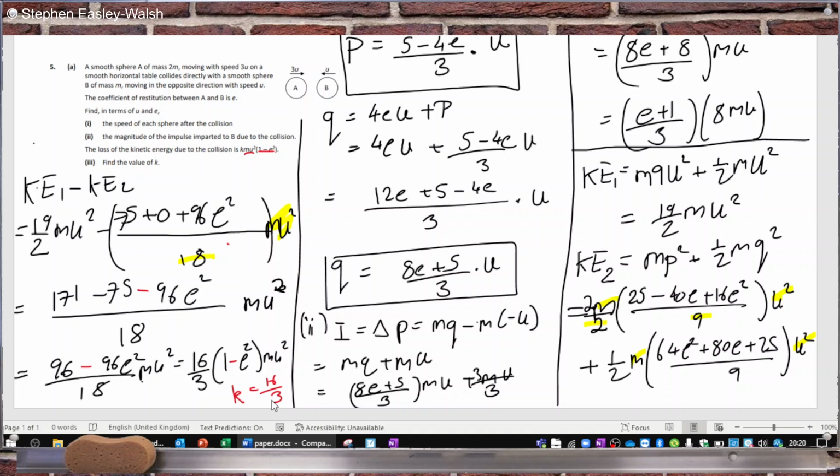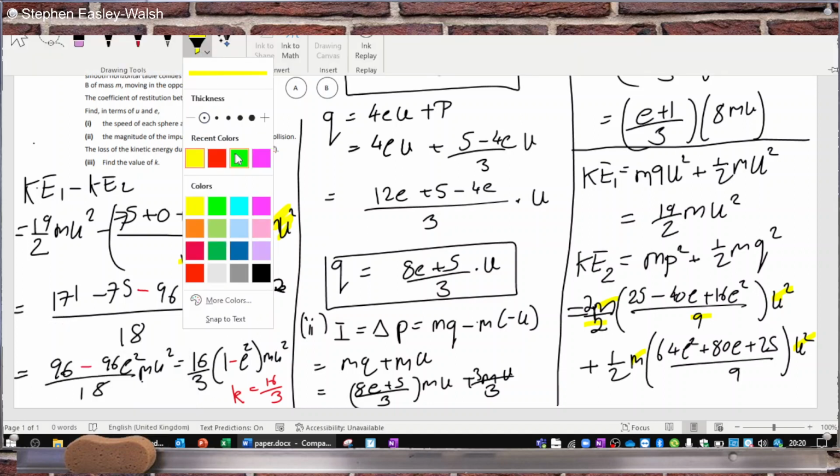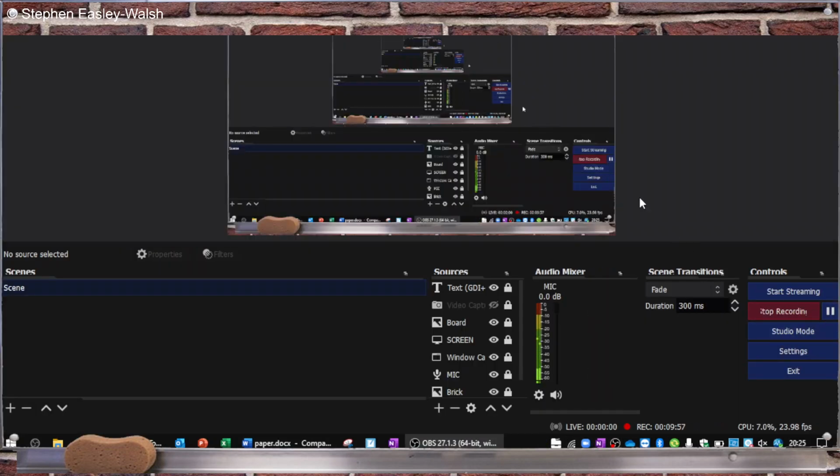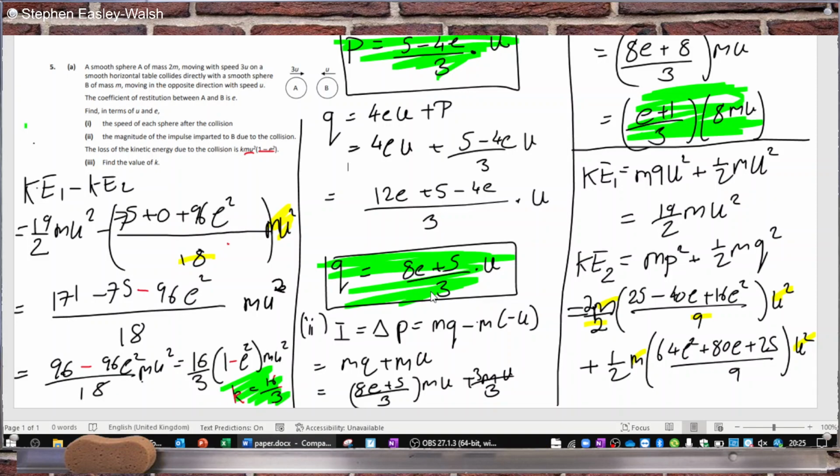Pretty long part A of a question, but I think we got there in the end. Let's just highlight in green. That's the p, that's the q, that's the impulse, and then that's the k. I think that's okay. It's definitely reassuring that everything cancelled at the end and I could match it up to the form that they've given. Doesn't guarantee it's right, but it's encouraging. If you spot any mistakes, just let me know and I'll re-record.